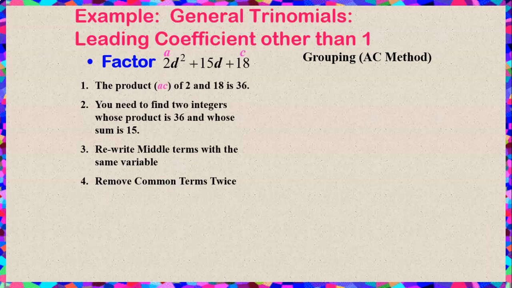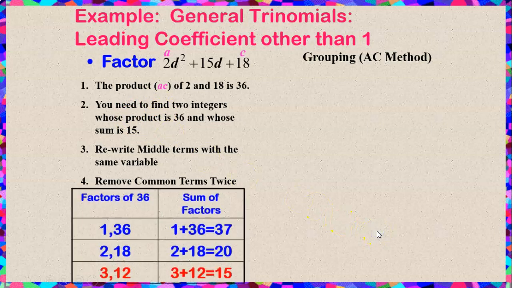Well, once I have the 36, then I need to find two integers whose product is 36 and who adds up to be 15. And we rewrite the middle term with that same variable, and we can proceed that way. Keep in mind, once you get to right here, that's where all the trinomial methods where a is not 1 are the same. Up to that point, you do that for any of them. Then what you do with those two factors that you find is what happens next.